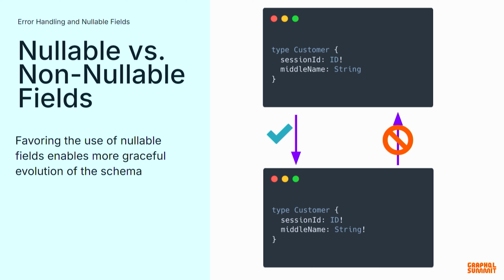We haven't impacted any clients. We haven't introduced a breaking change. We were able to evolve the schema gracefully. The reverse is not true, right? If you start out with a not nullable field, and then you realize actually 5% of our customers don't have a middle name on record, you can't go out and change that schema without affecting all of your clients and introducing a breaking change.